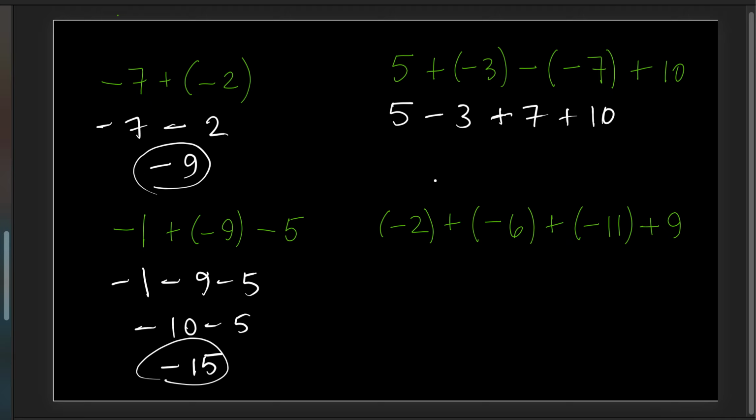And then do this left to right. So we know 5 minus 3 is 2. So I'm just going to write the rest down, evaluate one thing at a time for myself. 2 plus 7 is 9, plus 10. I'm just going to write this over here, 19, as the answer, okay?